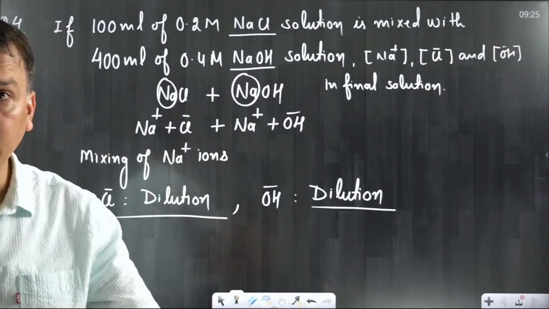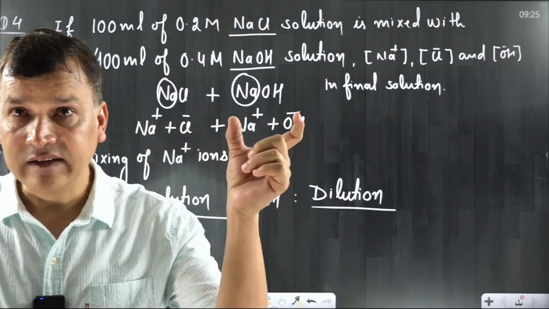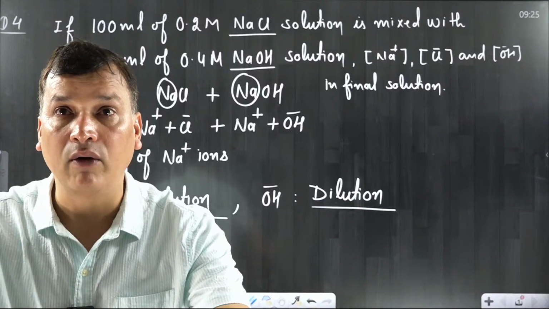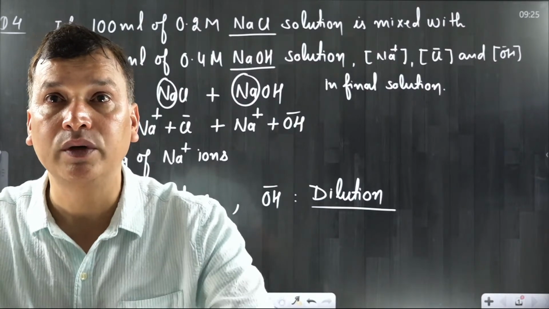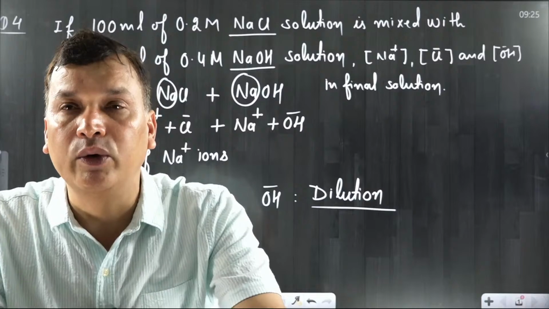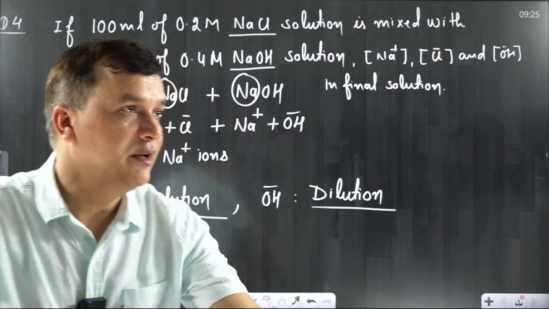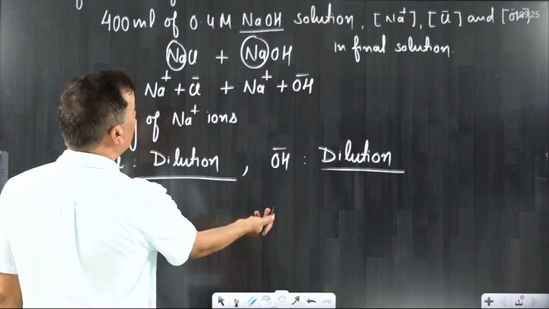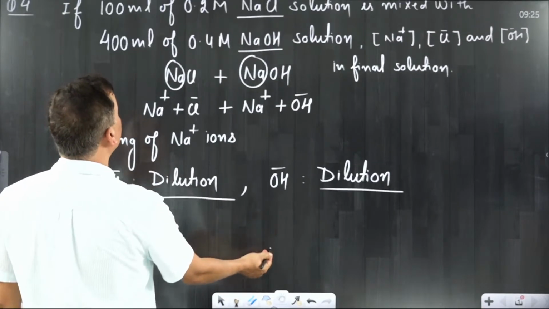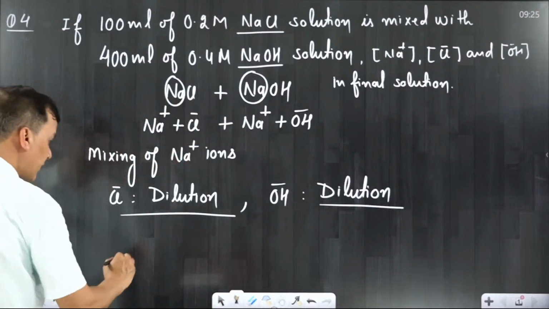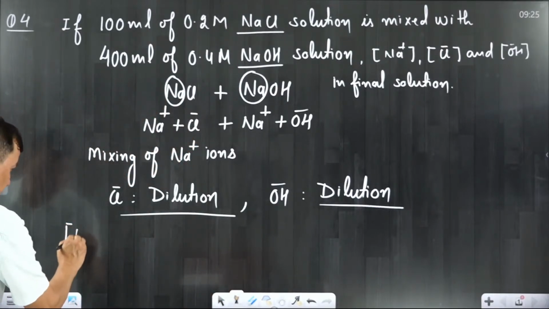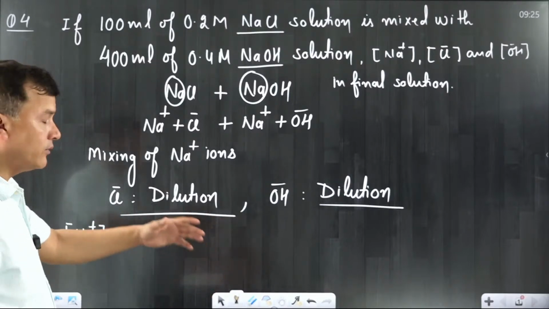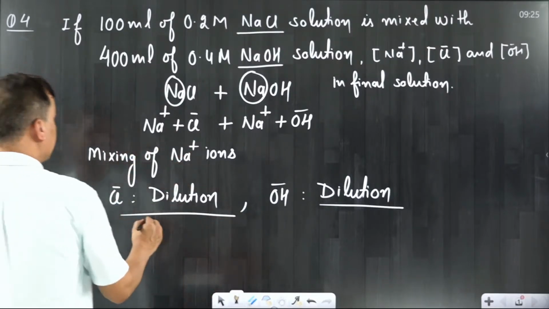We have two solutions here. One solution is of NaCl, second solution is of NaOH. When they are mixed to each other, there will be addition of sodium ion, there will be dilution of chloride ion, and there will be dilution of hydroxide ion. Please tell me. So dear student, when we have to find out molar concentration of sodium ion, I am writing molar concentration of Na positive, sodium ion. So for sodium we will apply addition, that is equal to what?